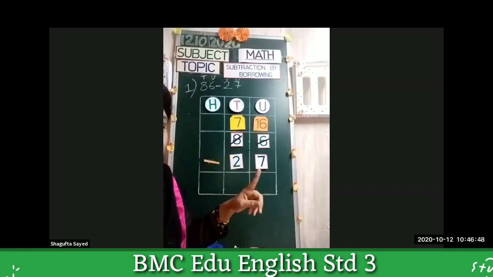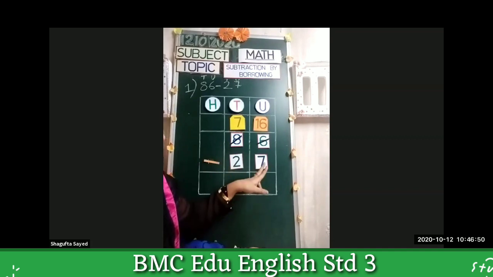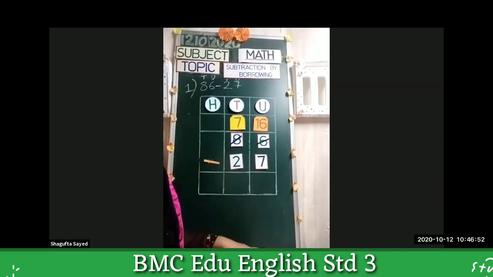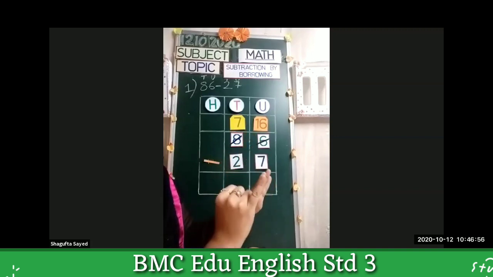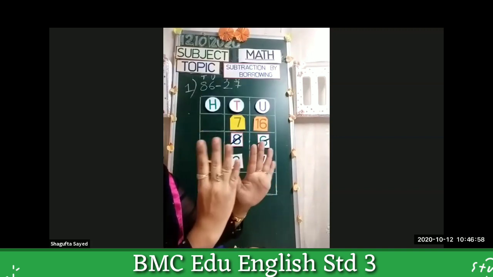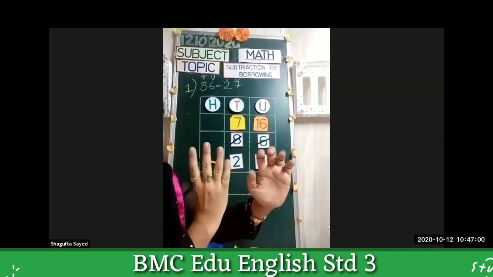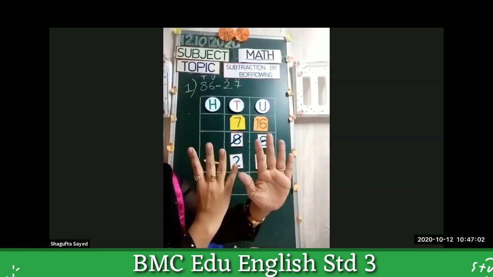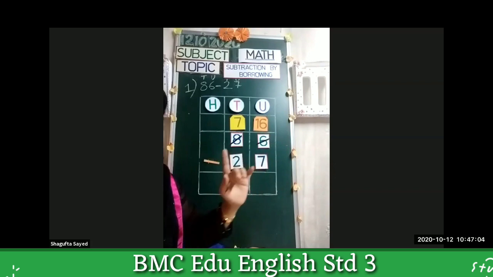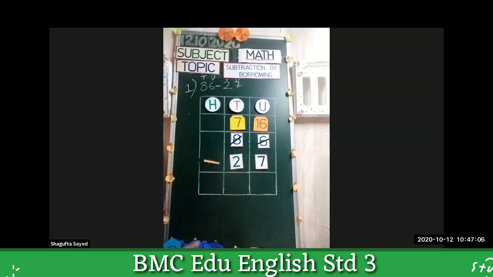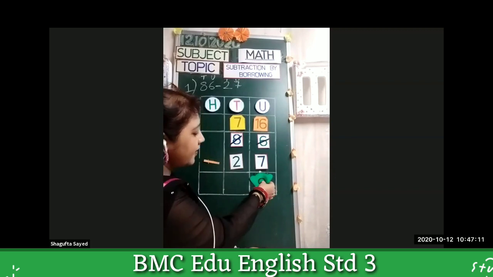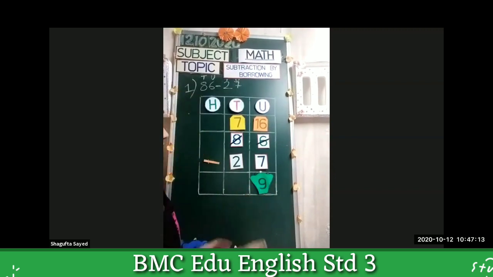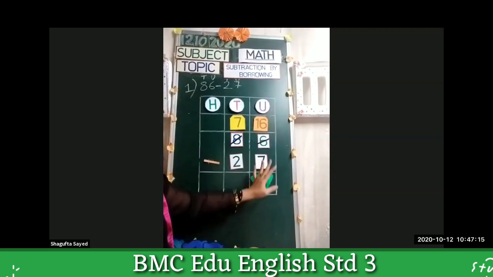First we got the answer 9. Now look at this. This is 7. So what comes after 7? 8, 9, 10, 11, 12, 13, 14, 15, 16. Can you see? Again I got the same answer, 9. So what is the answer over here? The answer is 9.